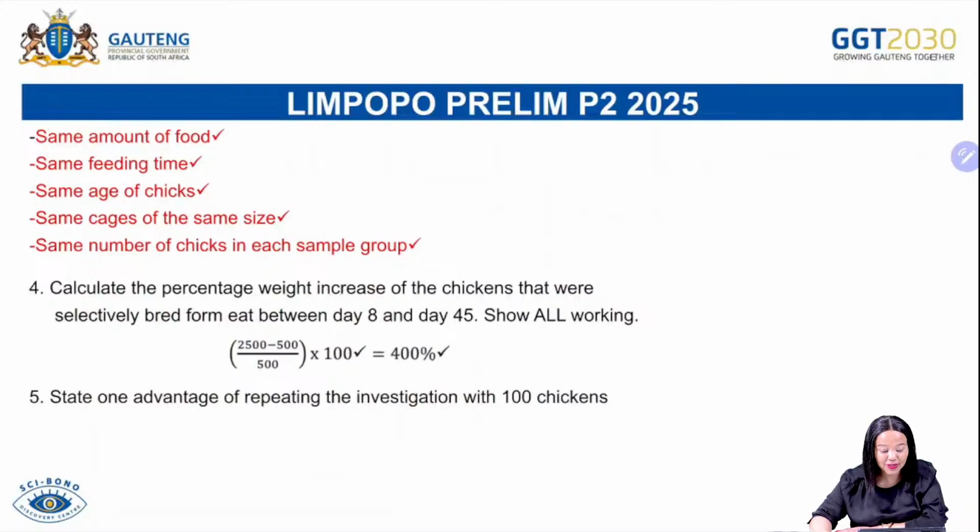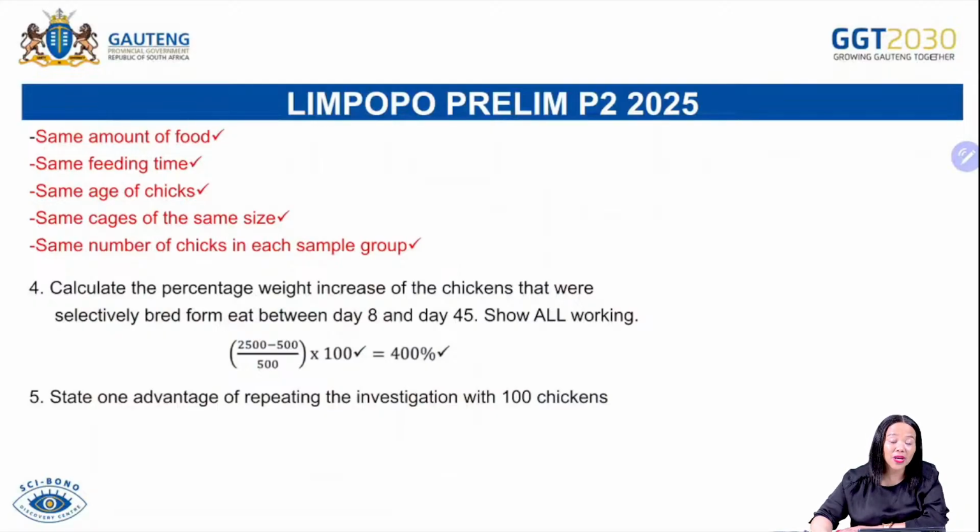2,500 minus 500. The 2,500 was the final value. We subtract the initial value, which is 500, and we divide by the initial value, which is 500. We multiply by 100. So the percentage increase is what? Is 400%. Remember, percentage increase is not the same as the percentage. So that is why the percentage increase here is what? Is 400%.